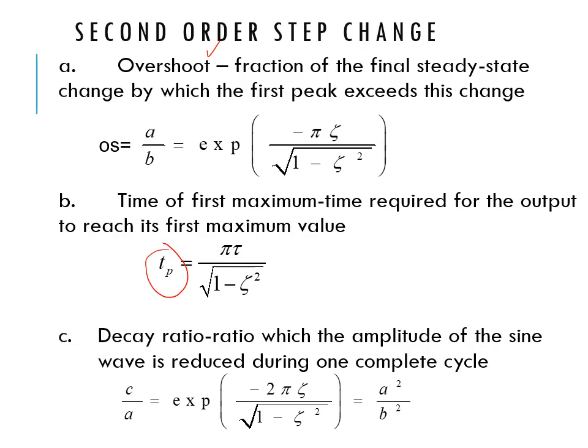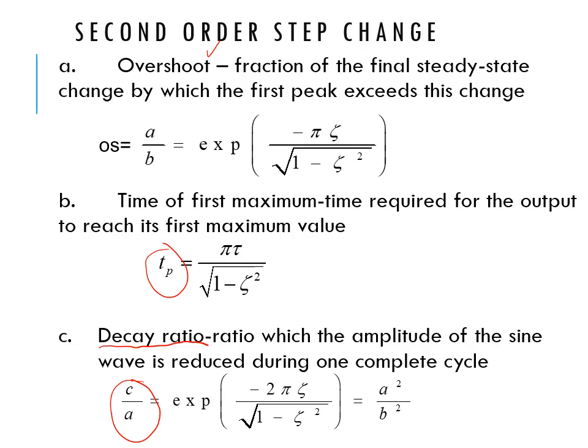TP is the time required for the output to reach its first maximum value, and it is given by this equation, pi tau divided by square root of 1 minus lambda square. The third terminology is the decay ratio. Alright, so it is known as C divided by A. So what is the decay ratio?